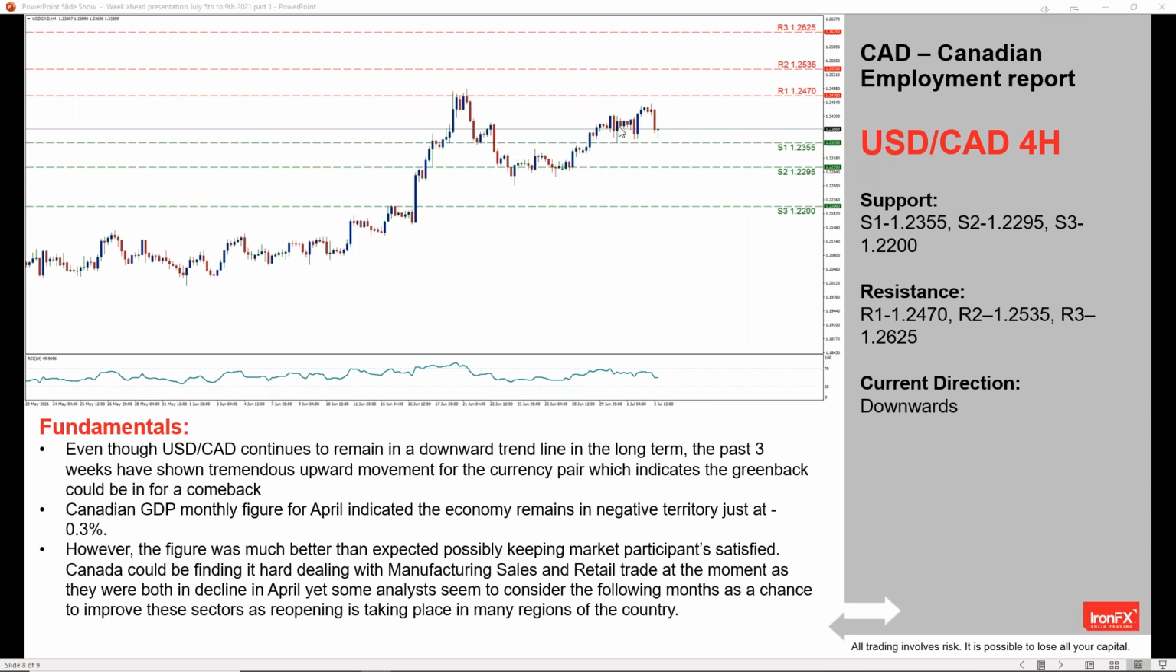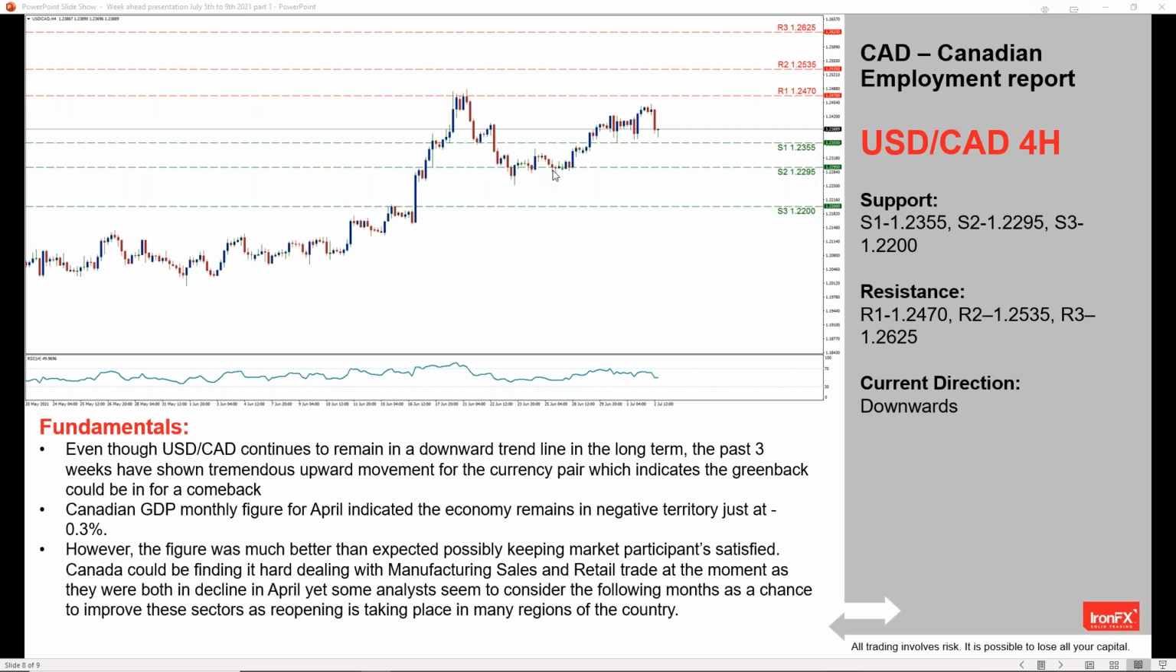The upward momentum here seems to imply that more buying orders are coming in. So if this level is breached, then we could see the R2 125.35 coming into play, and even higher, the 126.25. A move lower could send the currency pair down to the S1 123.55, which is our first support. Our second support is the 122.95.